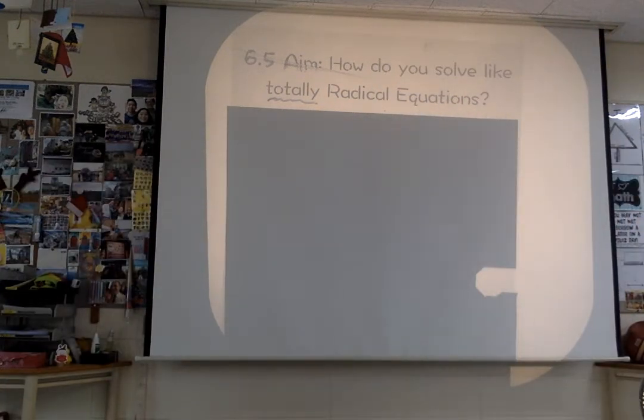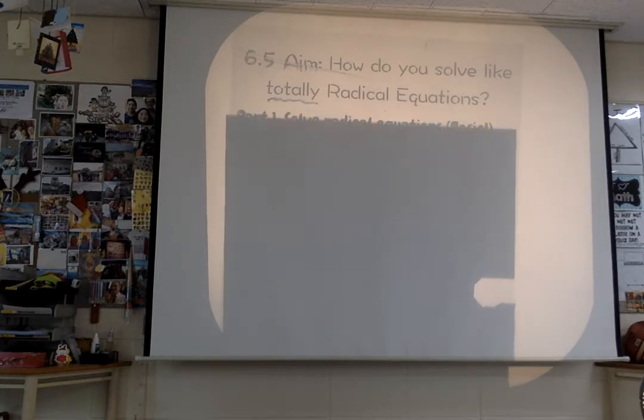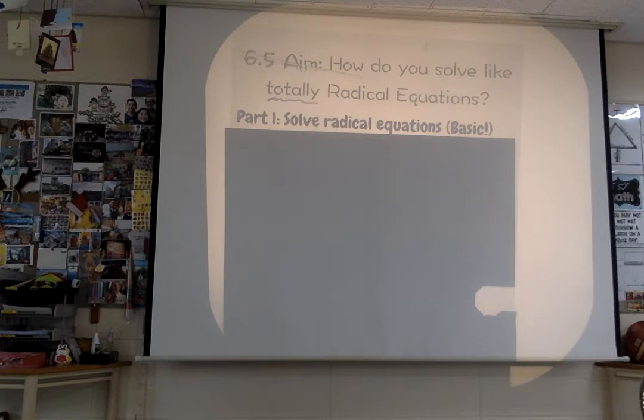Alright guys, now that we're done simplifying expressions with rational exponents, we're going to go on to how to solve radical equations. You saw that coming, right? You simplify expressions, now you're going to solve equations. So we're going to do part 1, solving radical equations, and these are the basic ones, and we'll move on to the advanced levels.